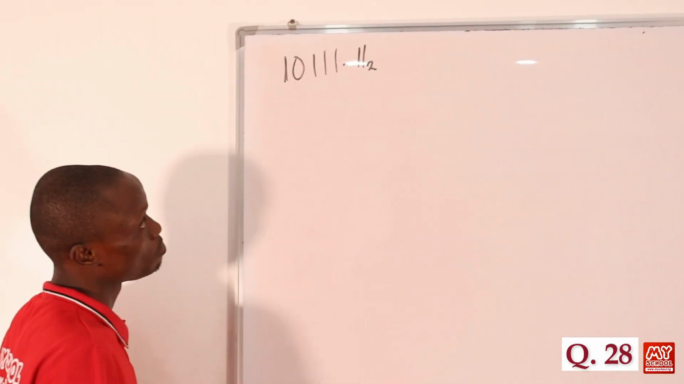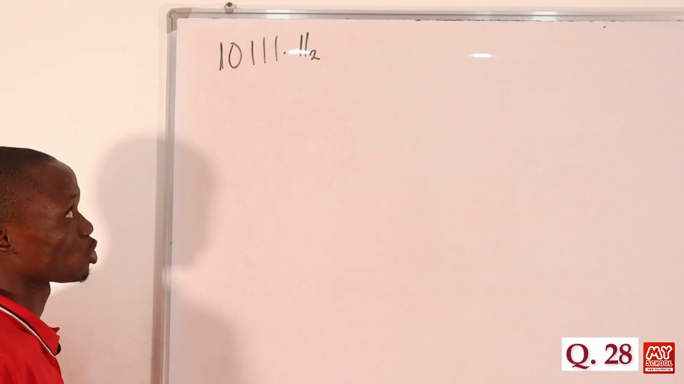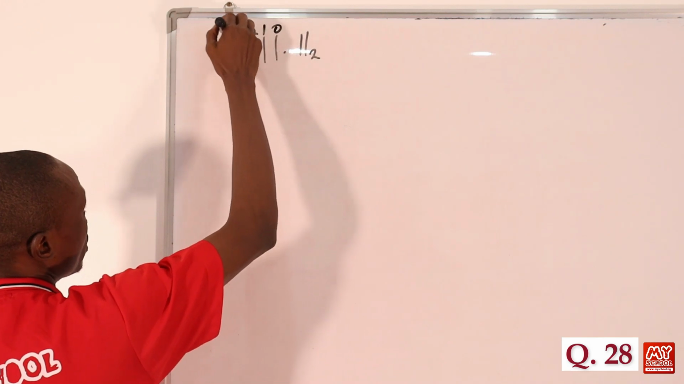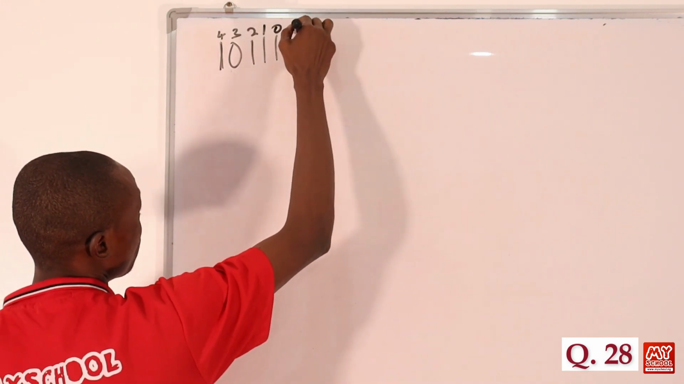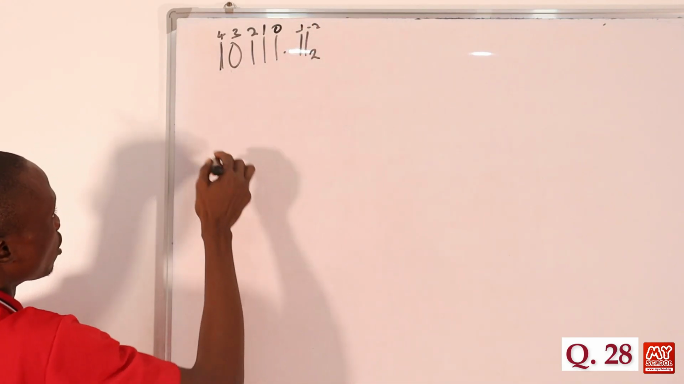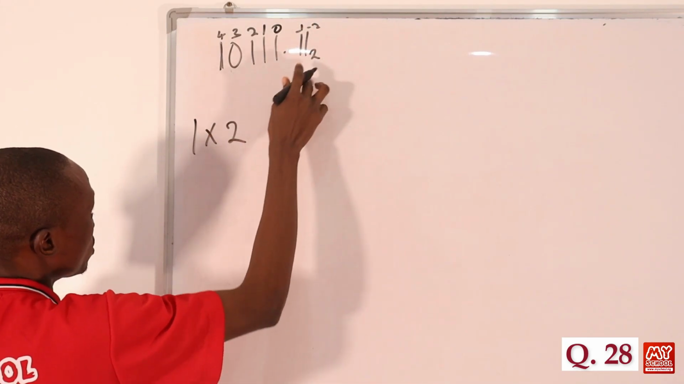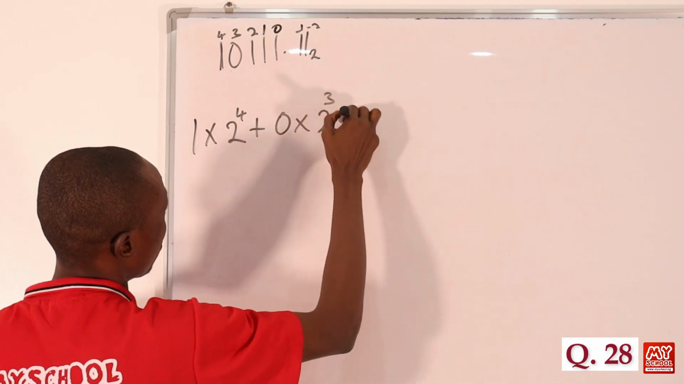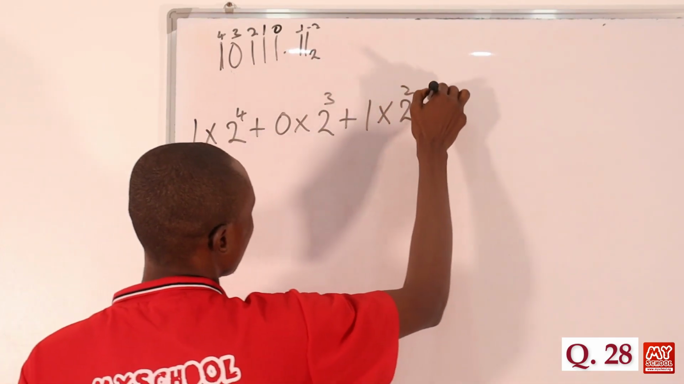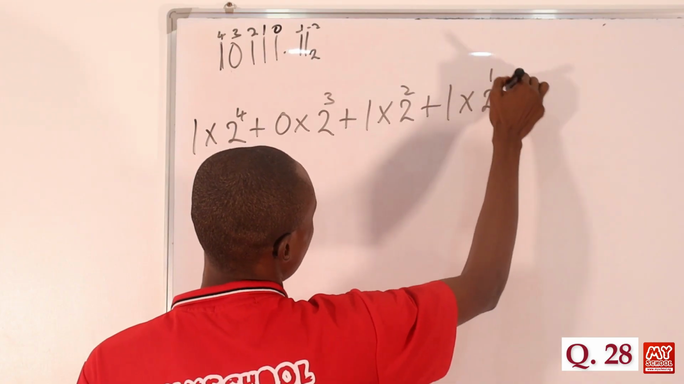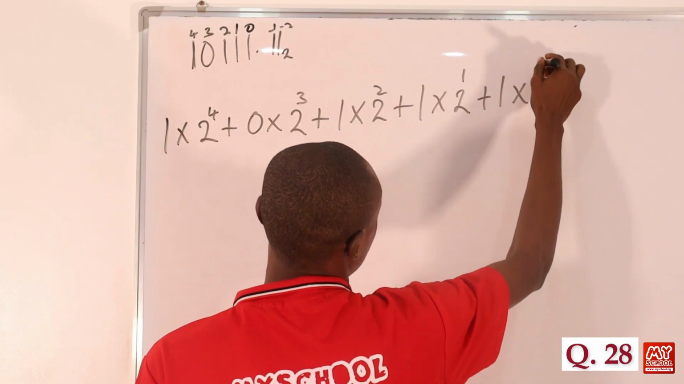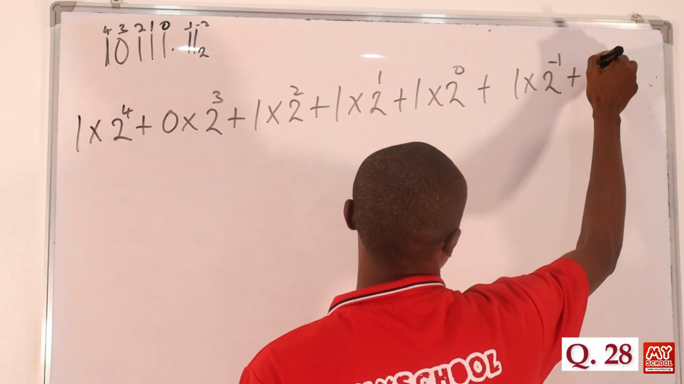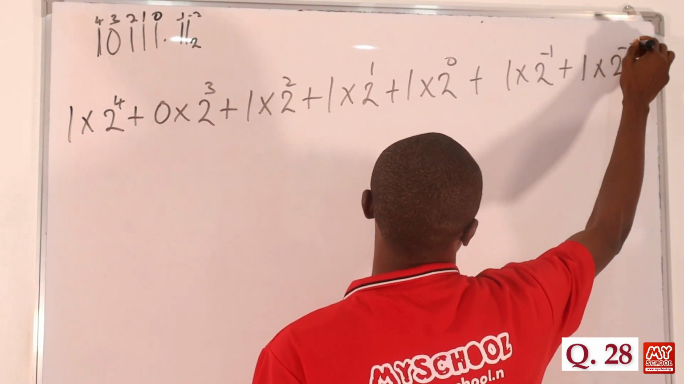To convert any number in base 2 to base 10, we use the successive multiplication method. First of all, we label here 0, then 1, 2, 3, and 4. From this side, after the decimal point, we have -1 and -2. So here we'll have 1 times 2, which is the base, raised to power 4, plus 0 times 2 raised to power 3, plus 1 times 2 raised to power 2, plus 1 times 2 raised to power 1, plus 1 times 2 raised to power 0, plus 1 times 2 raised to power -1, plus 1 times 2 raised to power -2.